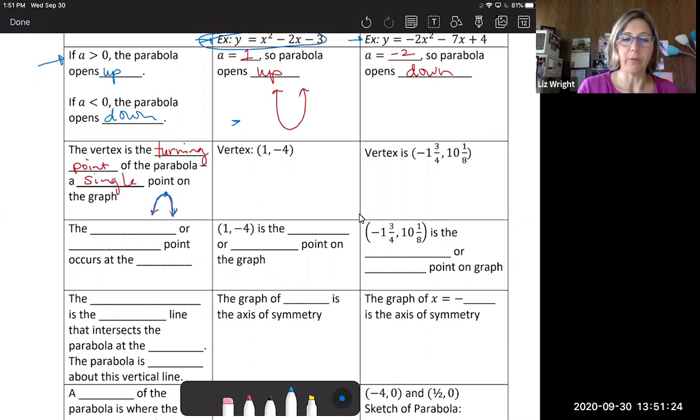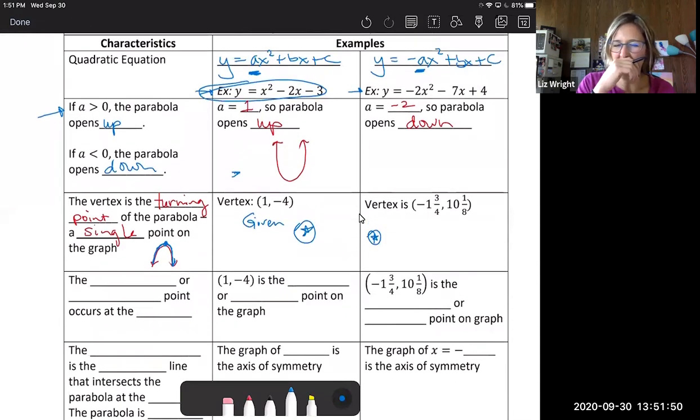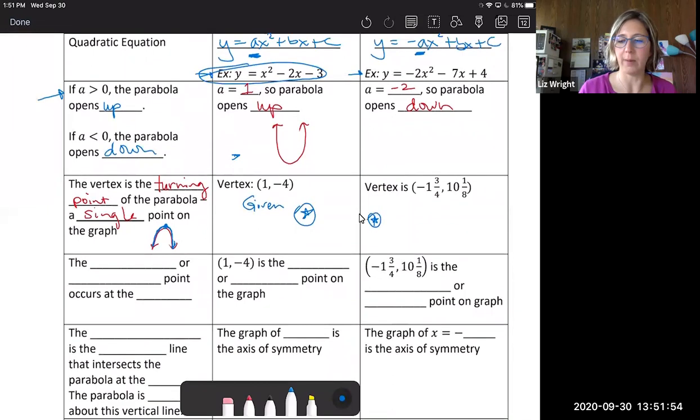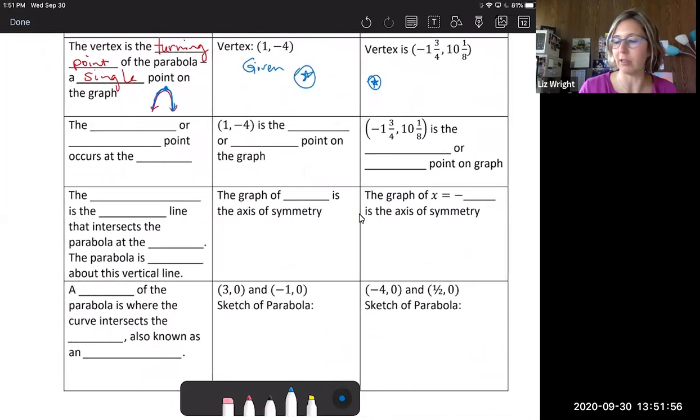It's not going to be more than a single point. So what I'm going to tell you for this graph is that they've already figured out the vertex for you. So it's just given to you. So this is just given that 1, -4 is going to be your vertex, and then the other one, -1 3/4, and 10 and 8 and 8 is going to be your vertex of that parabola. We are going to work on calculating that today, but there's no way for you to just look at the standard form of the equation to just pull that information out. So don't worry about pulling that out yet. We're going to calculate that later today.